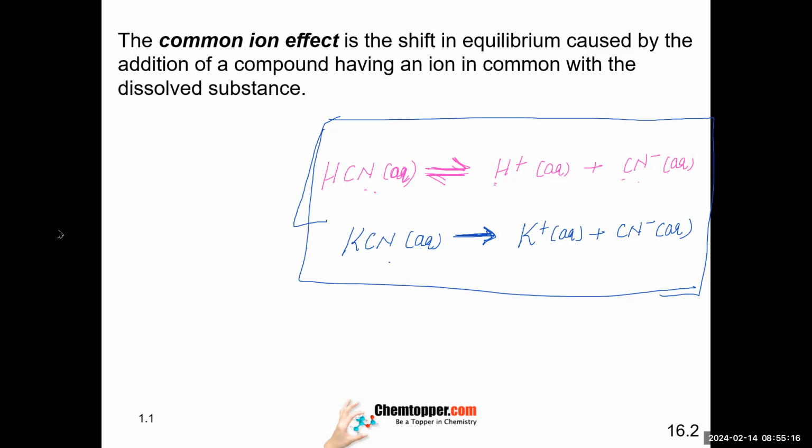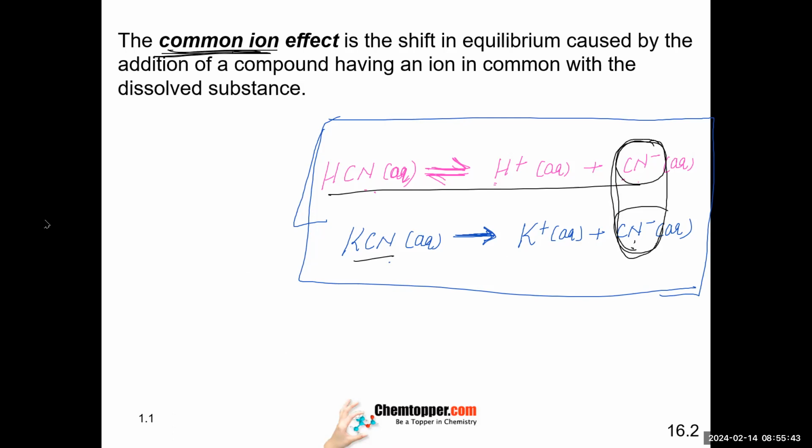Now, do you remember the Le Chatelier principle? Now in the solution, there is plenty and plenty of CN minus, because the CN minus is coming from here. And CN minus is the common ion. So this is increasing, it is in excess.